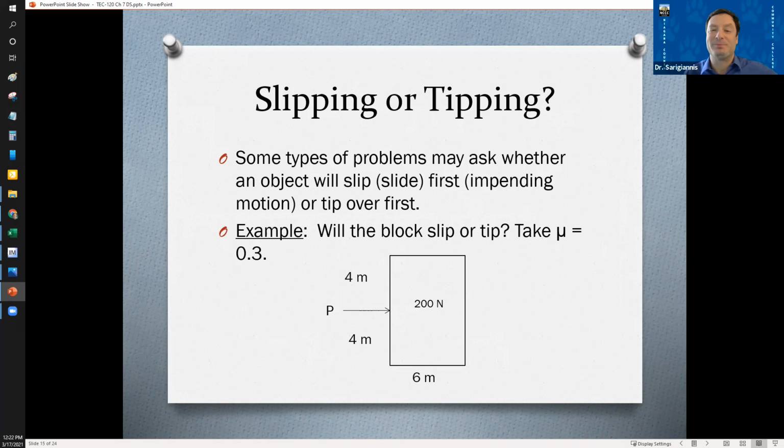Slipping or tipping. This is where the confusion starts. Some problems are going to ask you, is the object going to slip or slide first?